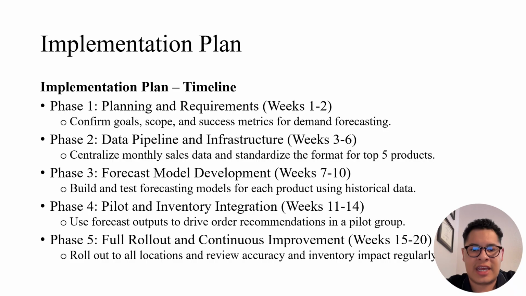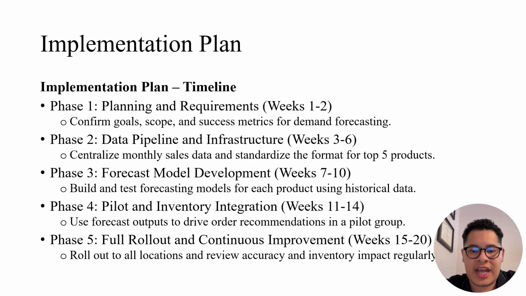Phase 2 is data pipeline and infrastructure in weeks 3 to 6. In this phase, we centralize monthly sales data into one place and make sure it is always in a consistent format. The idea is that the data looks like the clean data set we use in our analysis, but updated every month automatically instead of manually.